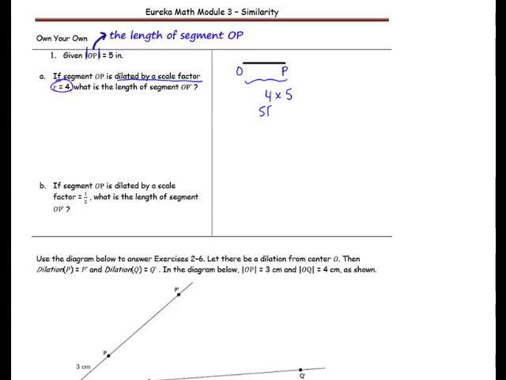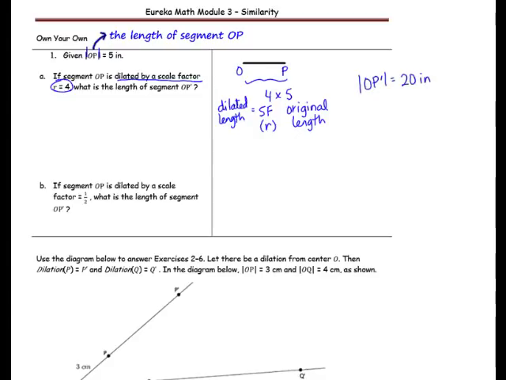So we take our scale factor and we multiply it by the original length, and that tells us the dilated length. Again, the dilated length is equal to the scale factor r multiplied by the original length. And so that's just 4 times 5, and the length of OP prime will be 20 inches.